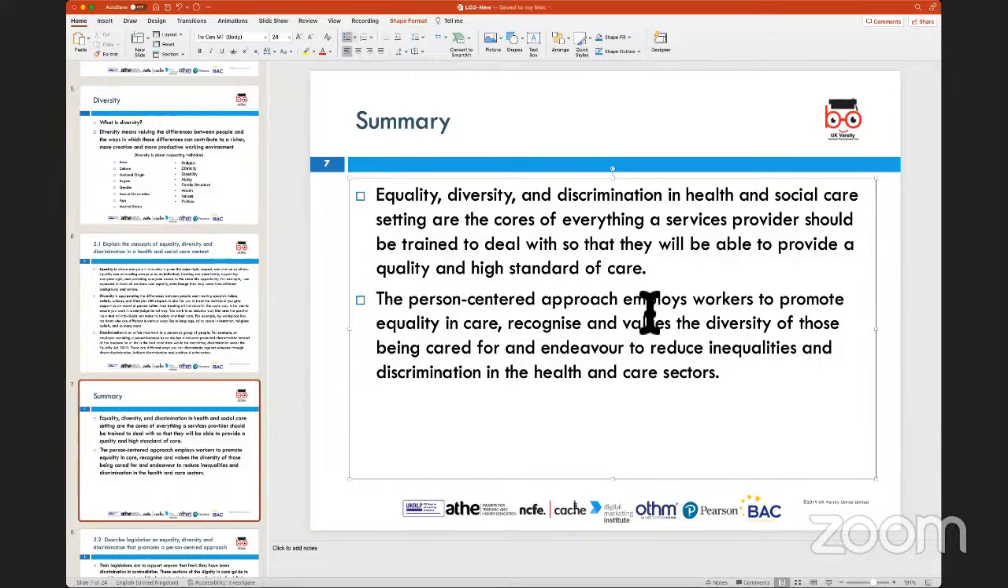This would help us cover and understand what is equality, what is diversity, what is discrimination in the context of health and social care, and the example that you would provide at the end of it. In the case of equality, if I ask you to think of an example of equality in the context of health and social care, where would you see equality being applied?